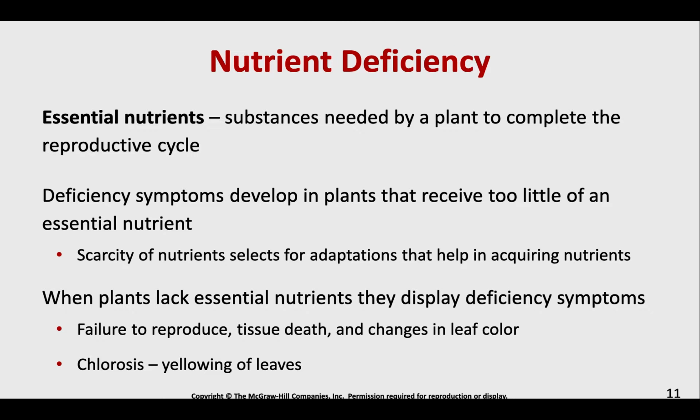When they lack these essential nutrients, they're going to display some pretty characteristic symptoms. They might not reproduce. There might be tissue death. Changes in leaf color, typically yellow or purplish. Yes, sometimes purple. So when they're yellow, which is the more common one, we would call that chlorosis.